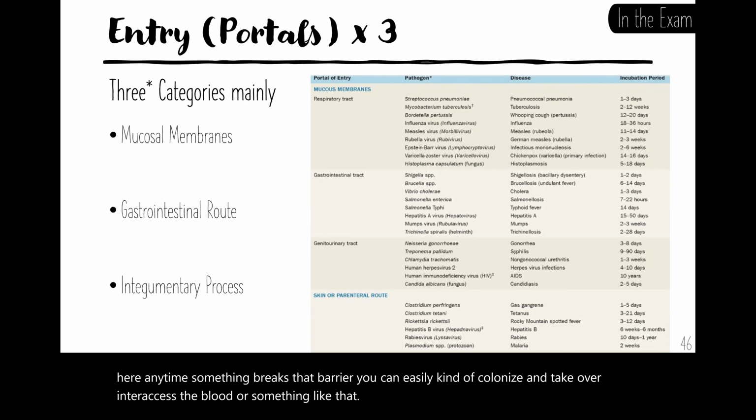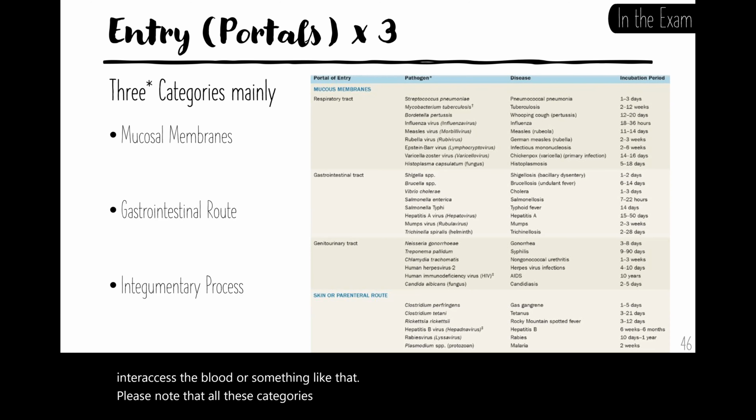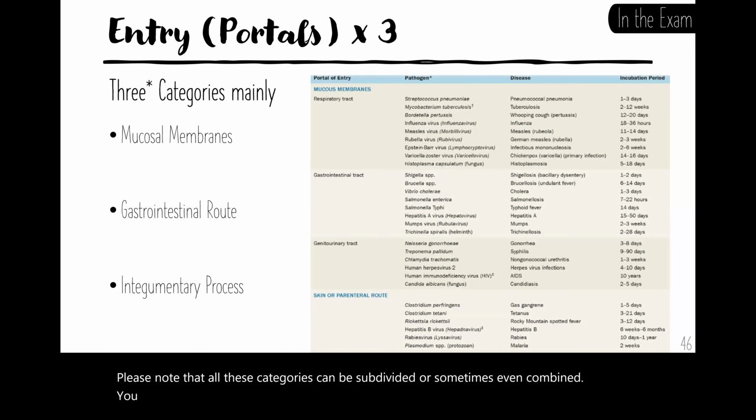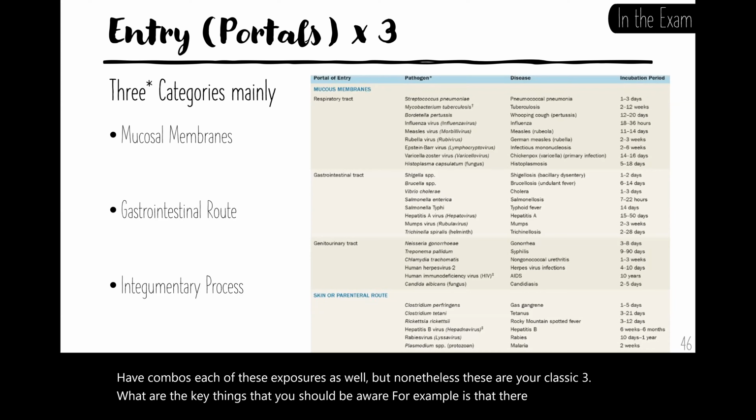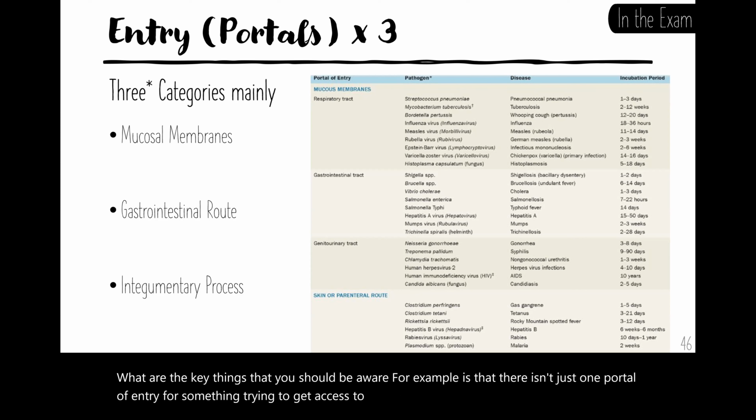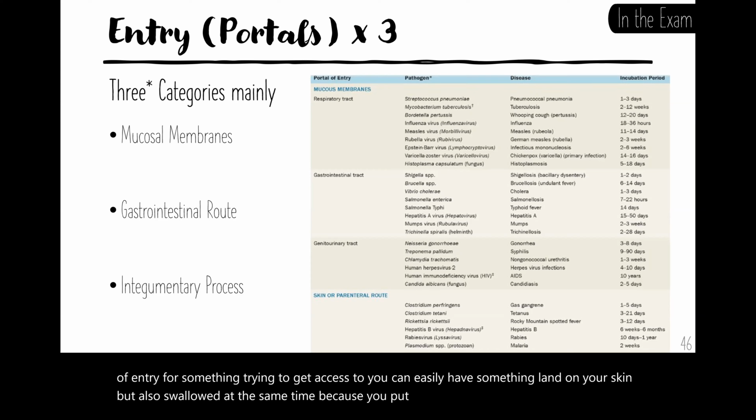Now, please note that all these categories can be subdivided or sometimes even combined, mind you. You can have combos of each of these exposures as well, right? But nonetheless, these are your classic three, okay? Now, one of the key things that you should be aware of is that there isn't just one portal of entry for something trying to get access to you. You can easily have something land on your skin, but also swallowed at the same time because you put your hands close to your lips or something like that.